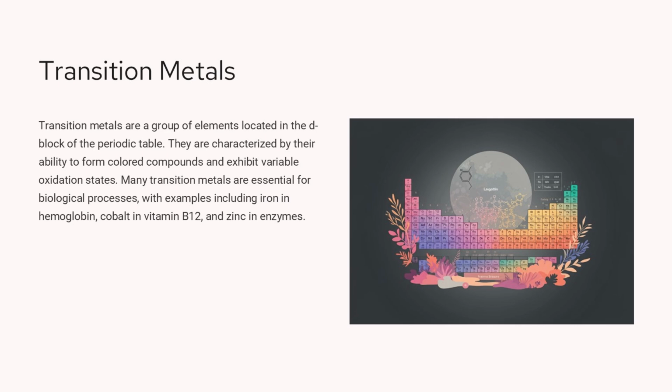Iron is essential for hemoglobin. Cobalt is a key component of vitamin B12. Zinc is found in many important enzymes. The periodic table image highlights the D block where the transition metals are located.